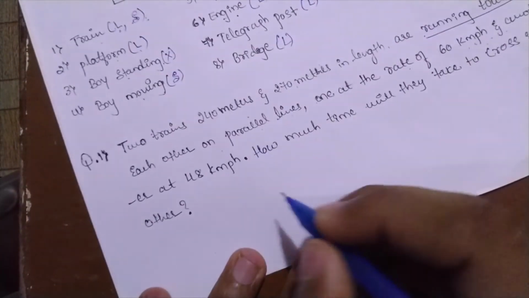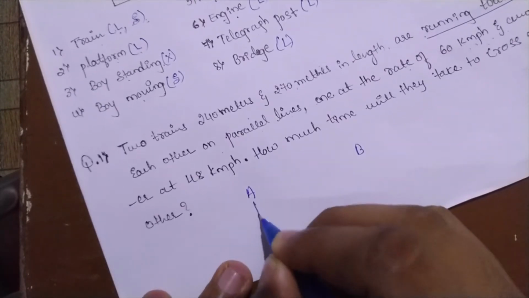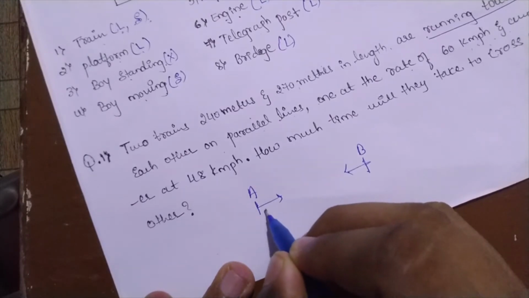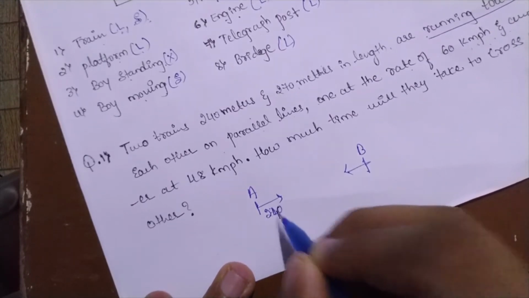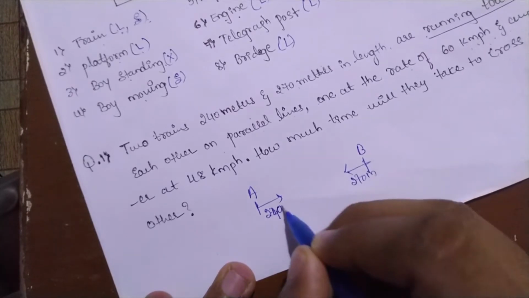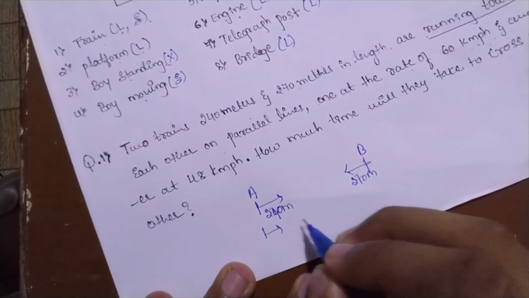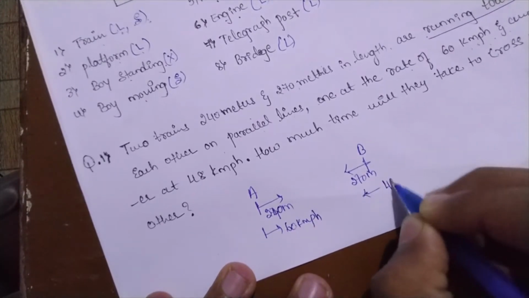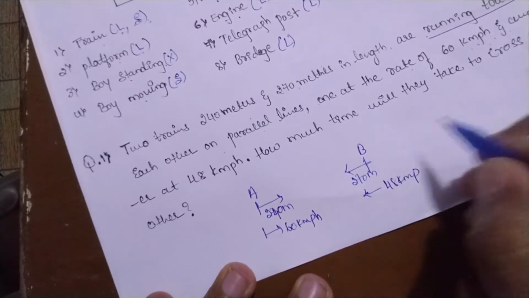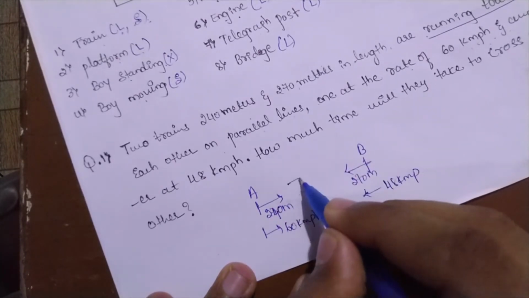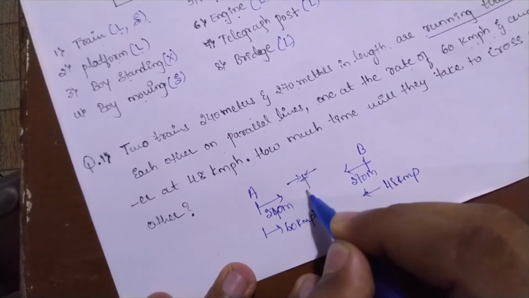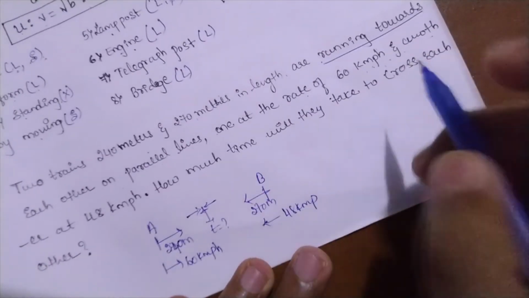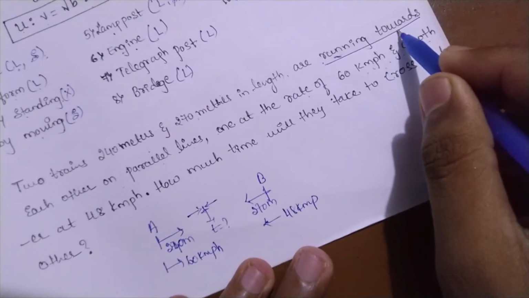The problem is simple. This is train A, this is train B, running in opposite directions. This train has a length of 240 meters, and this train has a length of 270 meters. This is traveling at 60 kmph and this at 48 kmph. They are asking at what time they will cross each other. So let us consider they both are moving in opposite directions.